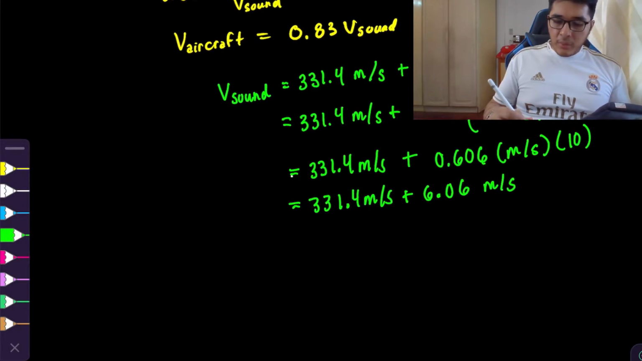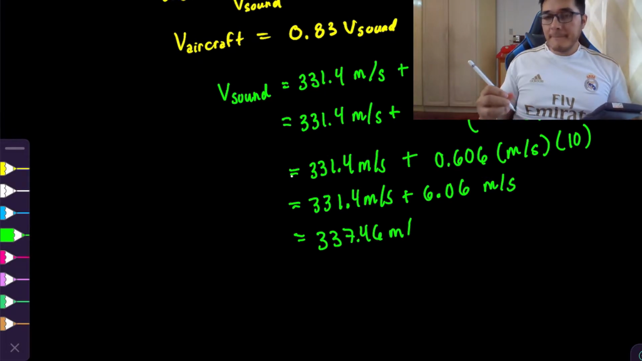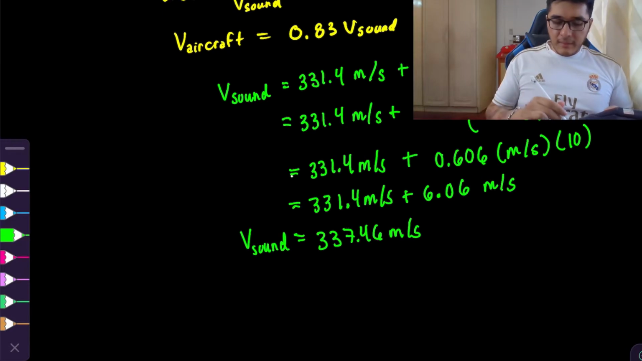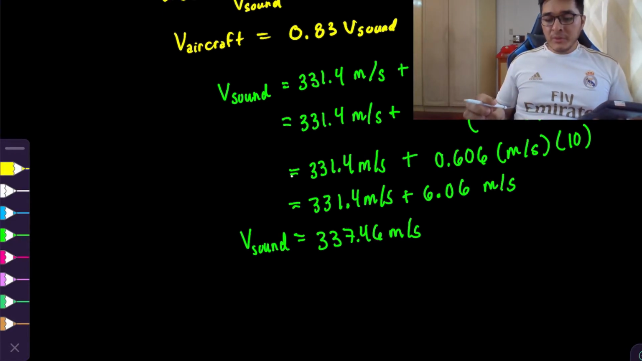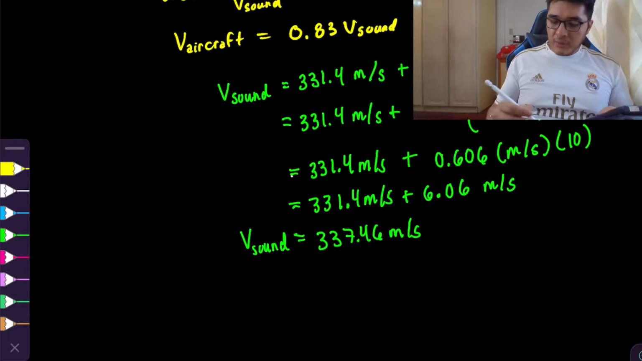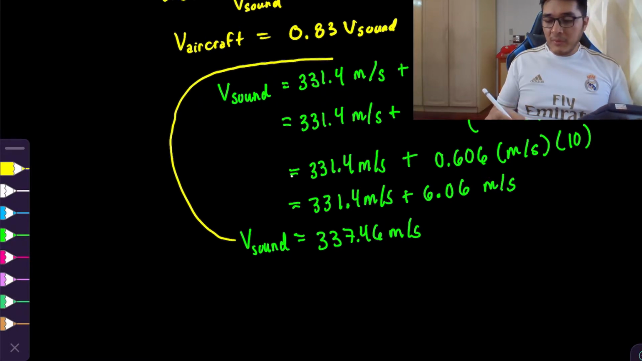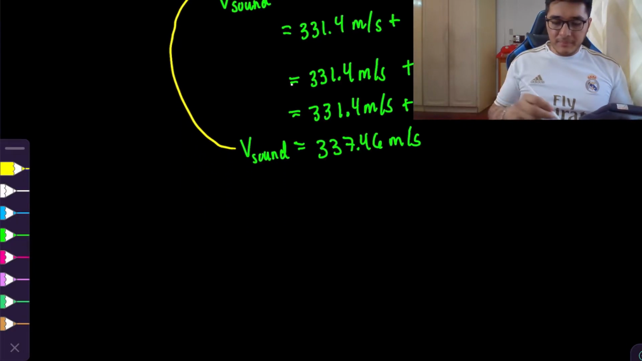We get 337.46 meters per second. And remember, this question was asking us to calculate the speed of the aircraft. So once we have the speed of sound of the local air, we're going to sub it into the formula that we were using before with the Mach number. So let's make that substitution now.